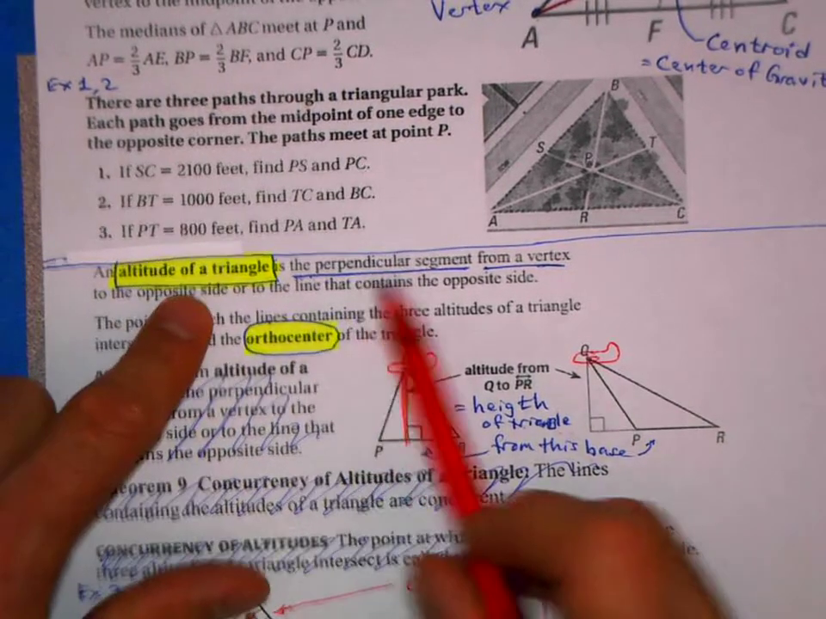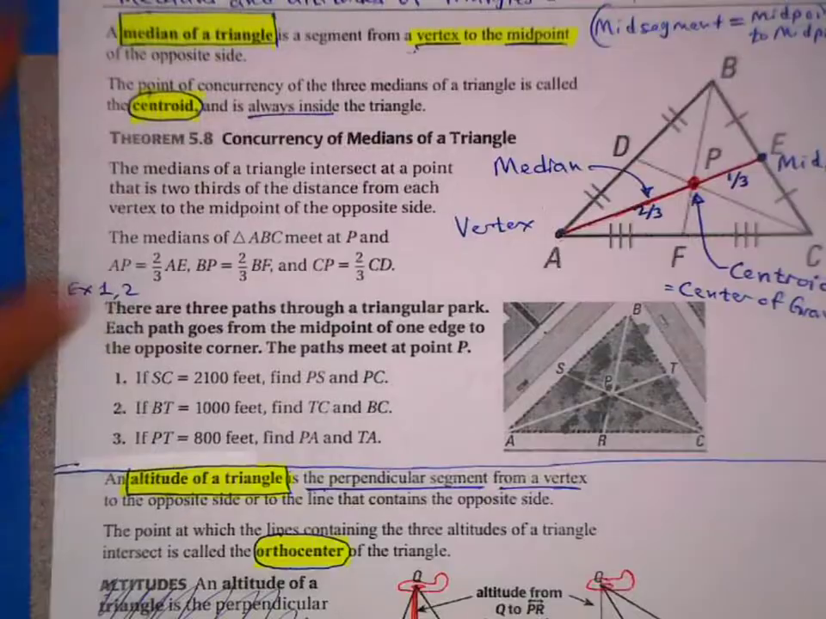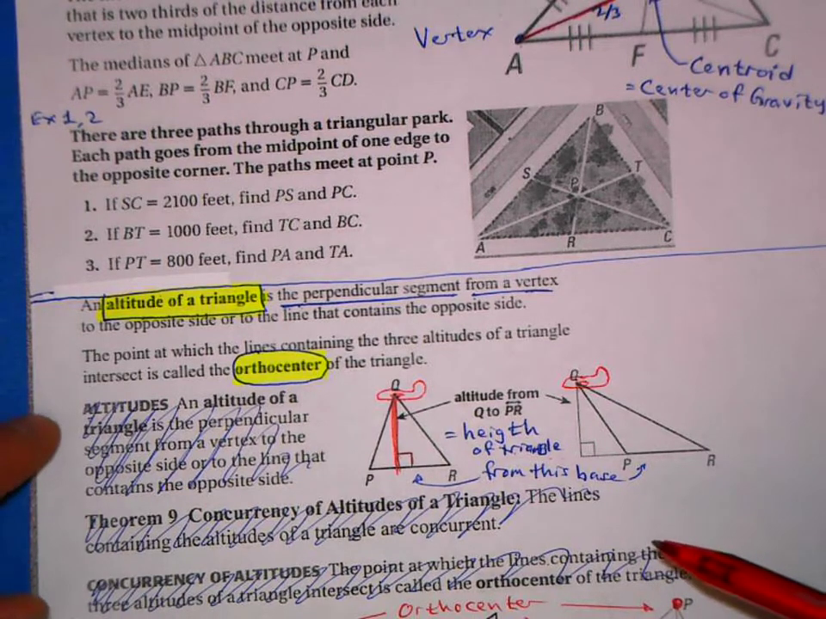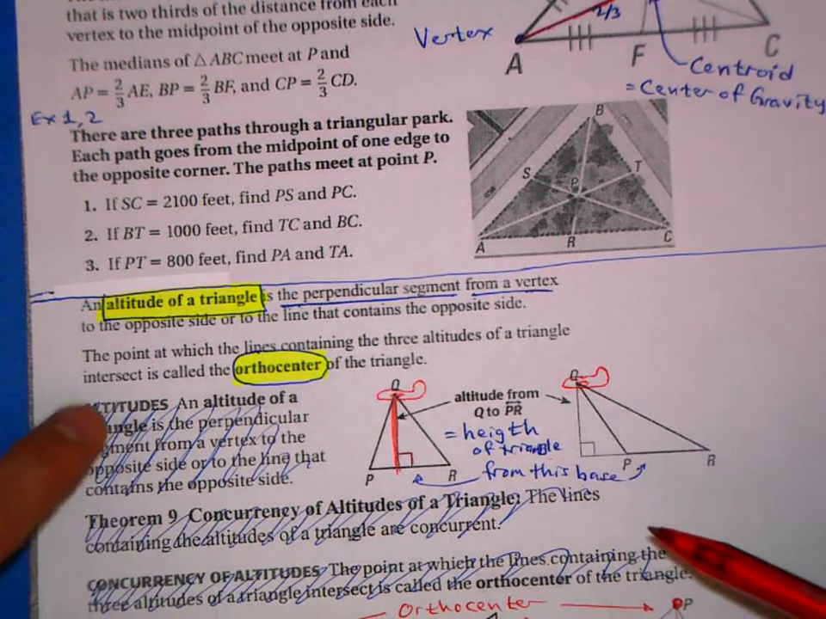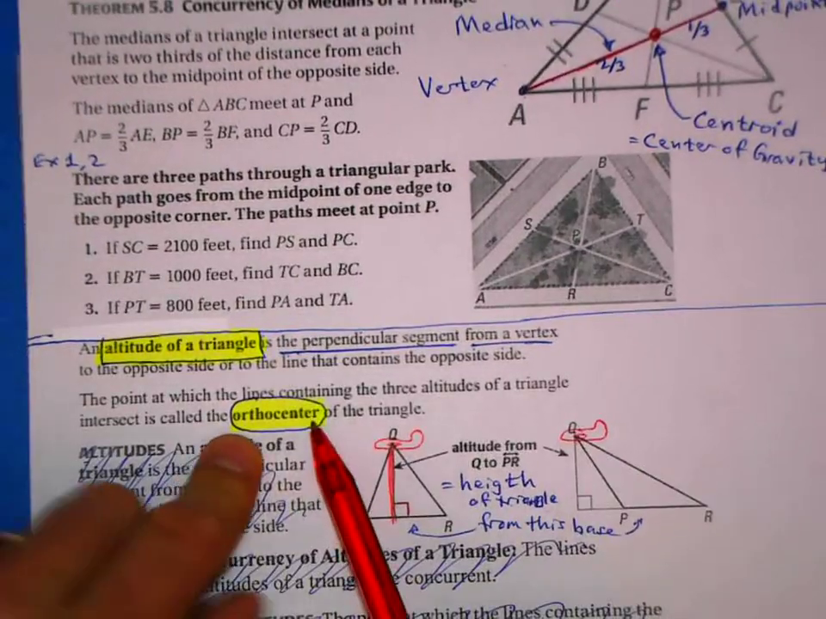The altitudes, just like the mid-segment and also the perpendicular bisector and also the angle bisector and the medians, the altitudes of triangles also are concurrent. They also cross at one particular point. And for altitude, that point is called the orthocenter.